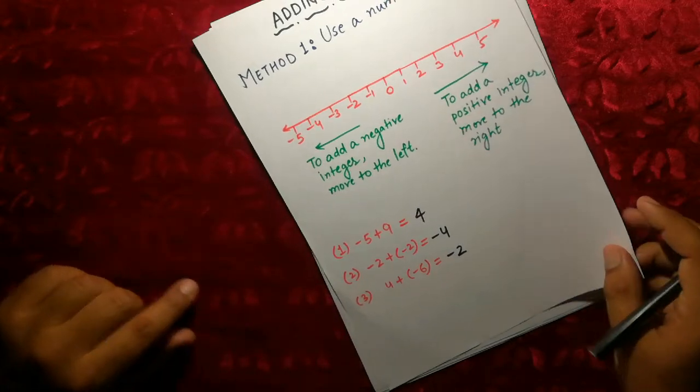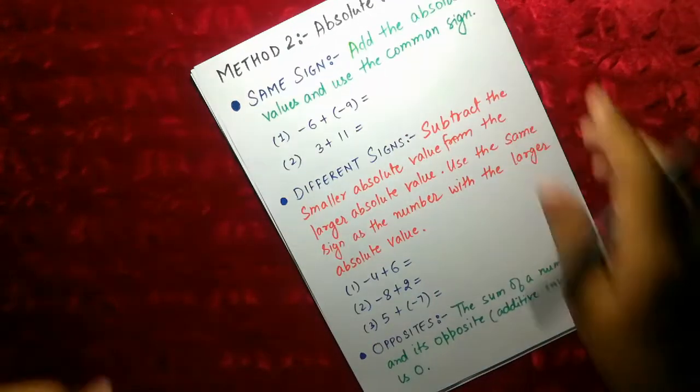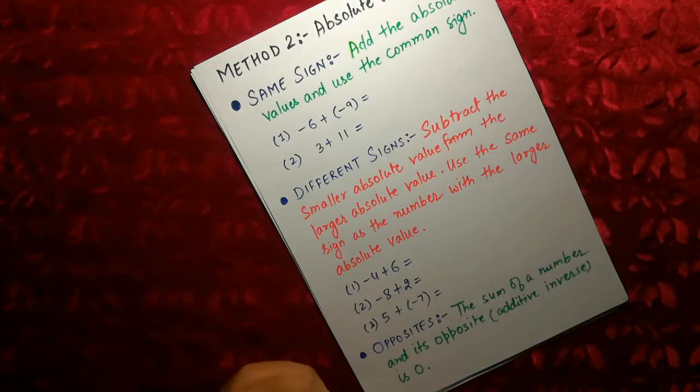Now we discuss the second method. The second method is the absolute value method. Now what is the absolute value? When we remove the sign from a number, whether it's positive or negative, then it becomes the absolute value.